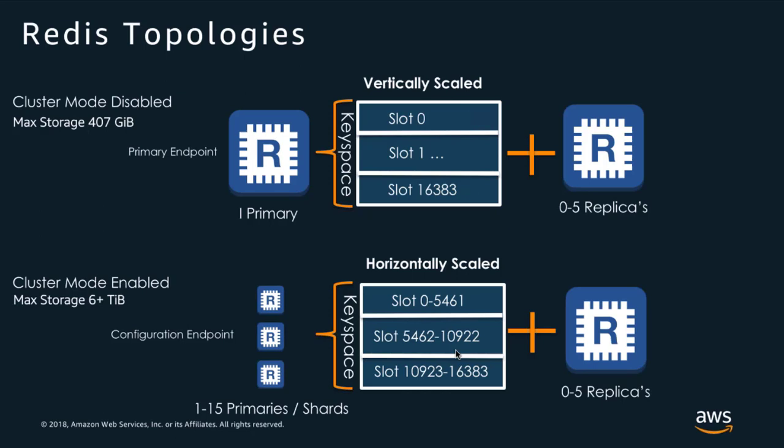Whereas if you look at the cluster configuration, your data is partitioned across 1 to 15 primaries, or shards as we call them, and the key space then gets divided across these primaries. Each primary can continue to support up to 5 replicas, which is very similar to the classic configuration, or the cluster mode disabled configuration. But the main thing you'll notice is the difference in memory scalability itself.